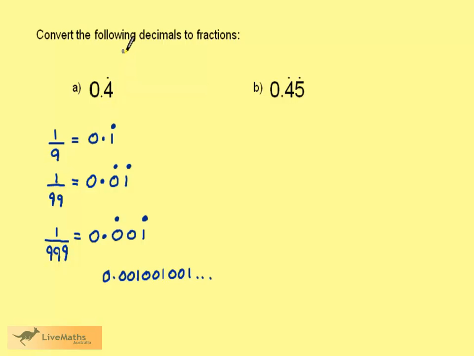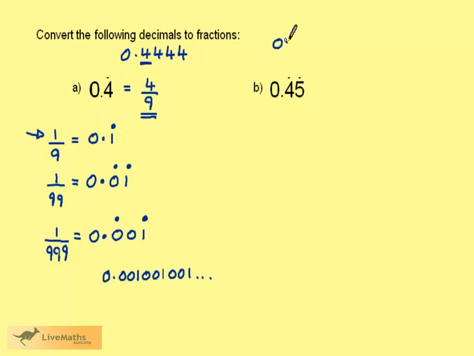For 0.4 recurring, we can see that the recurrence pattern is just one digit long, 0.4444, and so on to infinity. If the pattern is one digit long, we use 1/9, since the recurrence pattern here, 0.1 recurring, is just one digit long. If 1/9 gives us 0.1 recurring, it stands to reason that 4/9 will give 0.4 recurring.